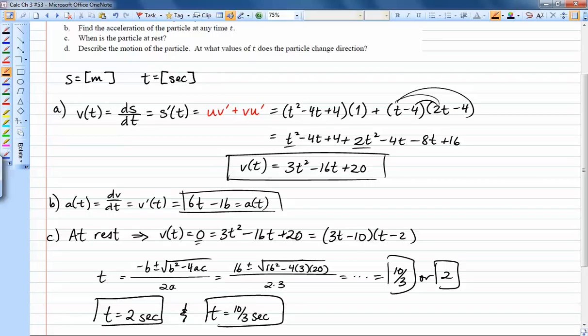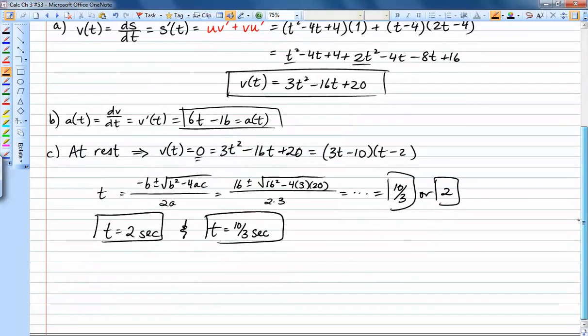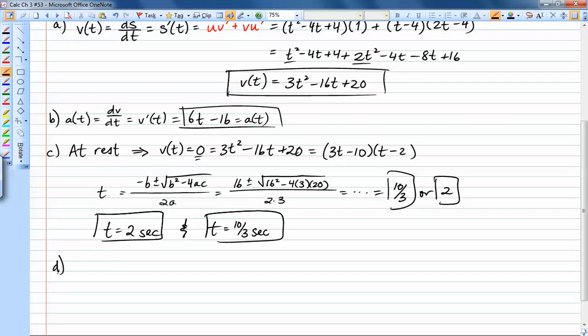Okay. Then part D says, describe the motion of the particle. When does it change direction? Let's do the second part first: change in direction. The way to interpret that is to think about the velocity. If I'm moving forwards, the velocity is positive. If I'm moving backwards, the velocity is negative. So a change in direction occurs when the velocity changes sign, so when v of t changes sign. Well, we already know when v of t is 0. It's at 10/3 and at 2.